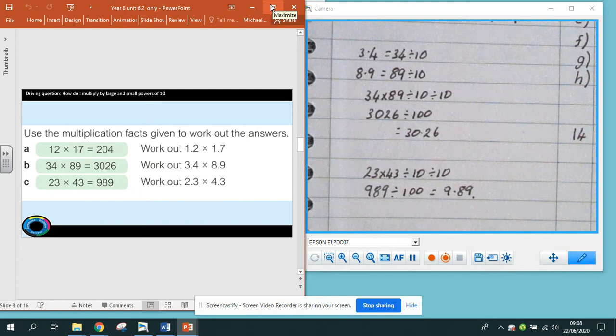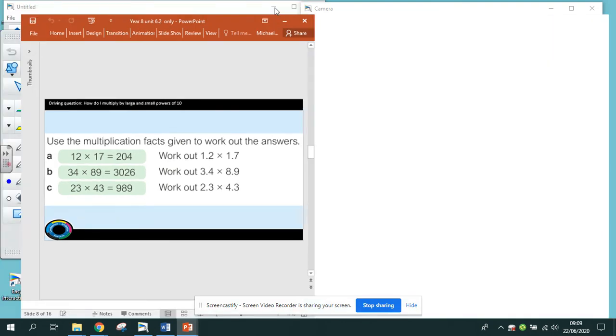Okay, if you need to pause or look back a bit on this lesson to get any corrections, please do so now and rejoin me in your lesson as soon as you can.